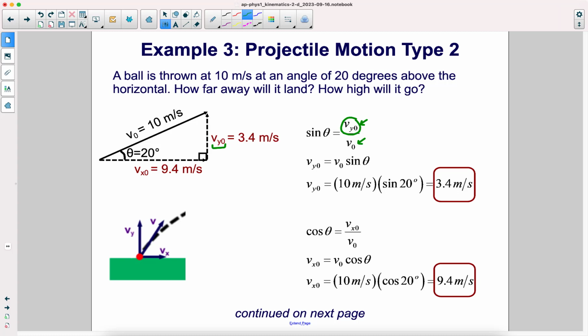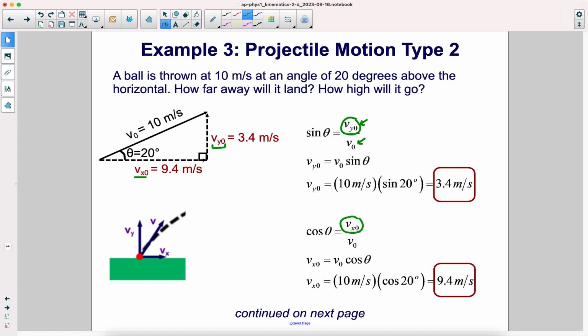Then, it's only a 20-degree angle, which is a pretty low angle, so a lot of this velocity is going to be in the x dimension. The x component is related to the cosine of this angle since this is the adjacent side. Cosine theta is adjacent over hypotenuse. Therefore, adjacent is Vx, the hypotenuse is V0.